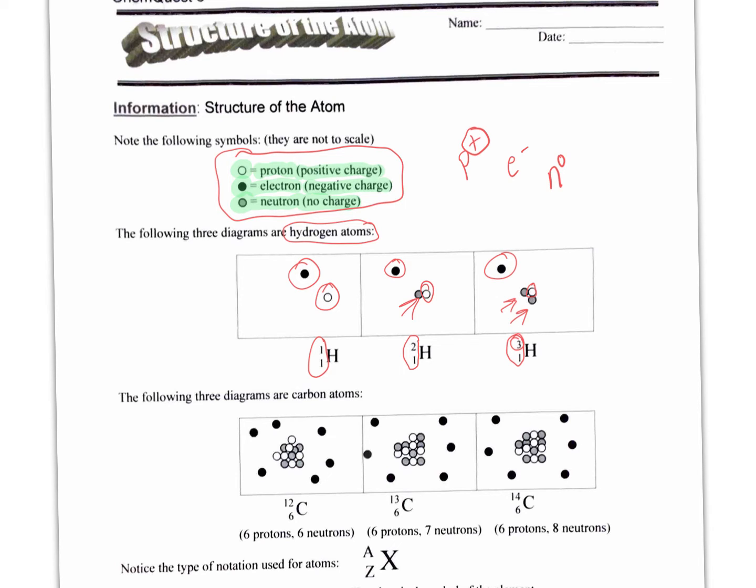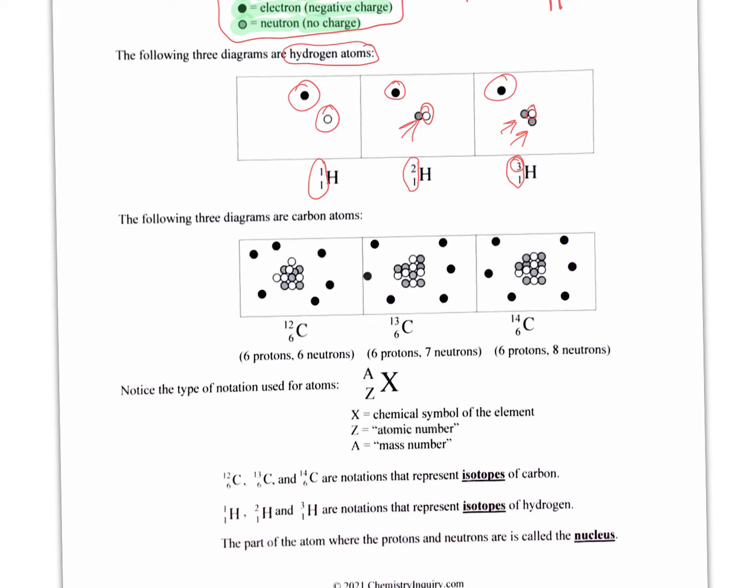So let's go ahead and look at the carbon atoms. All right, the following 3 diagrams are carbon atoms. So carbon atoms, let's analyze these. We got a lot more dots. So let's look at the first box. We've got C with a 12 and a 6. And notice it's telling me I've got 6 protons and 6 neutrons. So I don't have to count all those little dots because it told me, okay? But let's count the electrons. I have 1, 2, 3, 4, 5, 6. All right, I have 6 electrons.